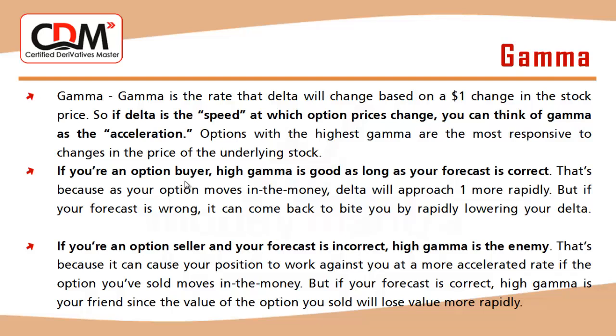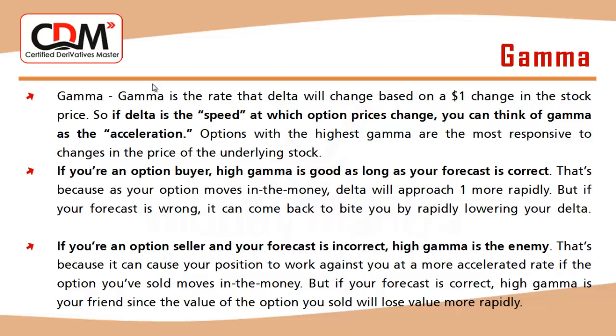So for option beginners, these are the three important things we have to understand: what is delta, what is gamma, and what is theta. These are the three important factors we always have to look at when we make an option trading strategy, to find out what could be our best strategy in what kind of scenario. Suppose you are an option buyer: high gamma is good as long as your forecast is correct, because your option moves in the money and delta will approach 1 more rapidly. But if your forecast is wrong, it can come back to bite you rapidly by lowering your delta value.